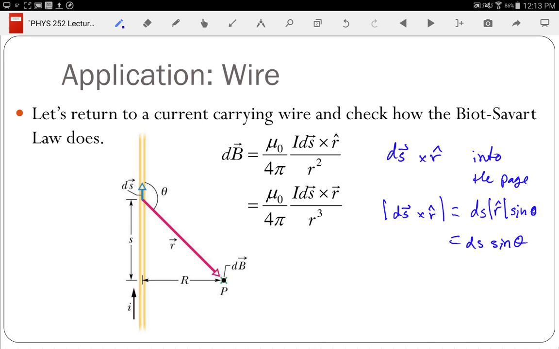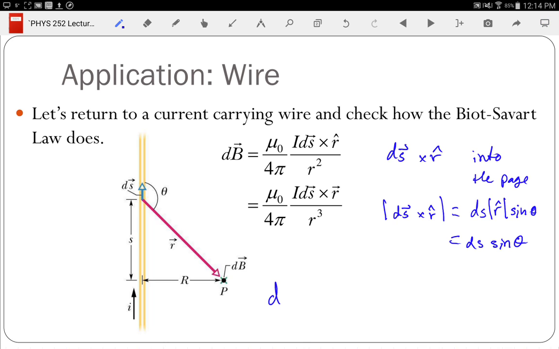Question: is the theta that's in the picture the appropriate theta? Yes, it is, because theta is the angle between the two things in the cross product. That is an important question to ask, because I could define, like, this angle here. That's a different thing, right? So that's an important question to ask.